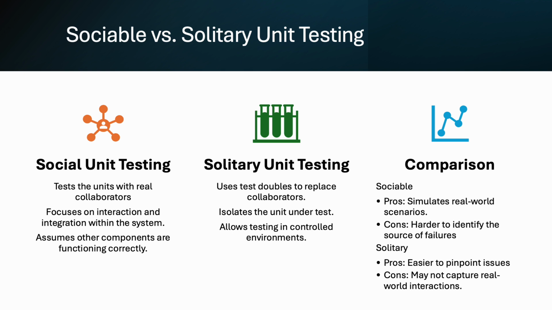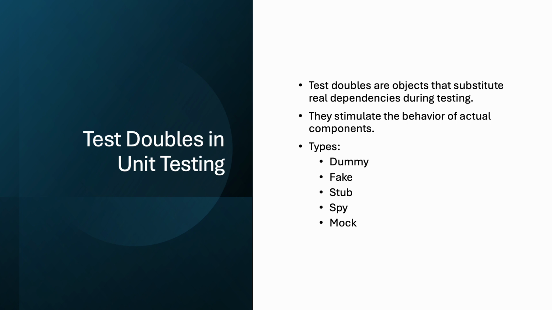An example could be testing an order system. So sociable testing might use the actual payment gateway. Meanwhile, solitary testing would mock the payment gateway to make sure the order system processes payments correctly. In the next slide, I'm going to be talking about the test doubles. So in solitary unit testing, we use test doubles.